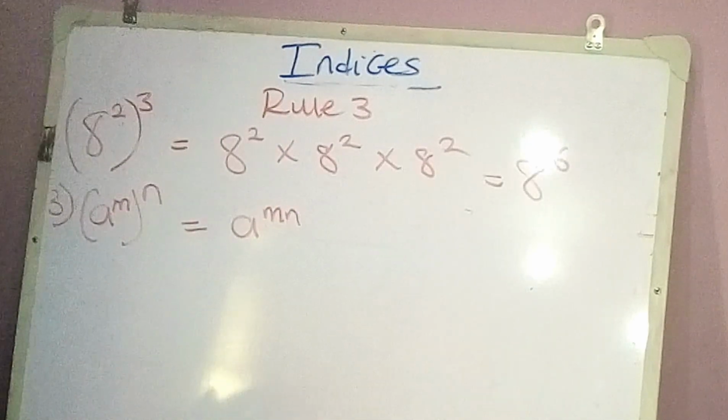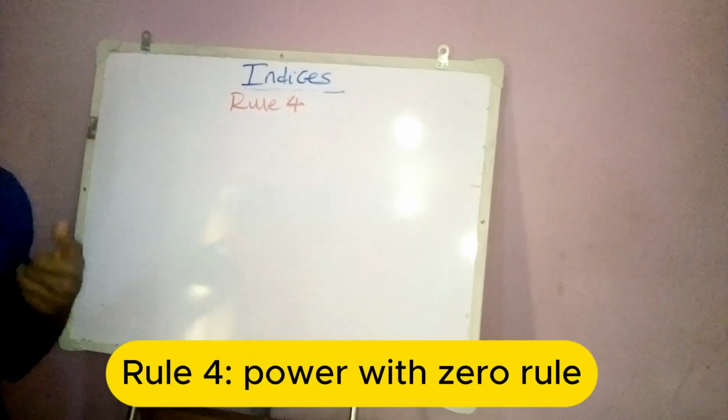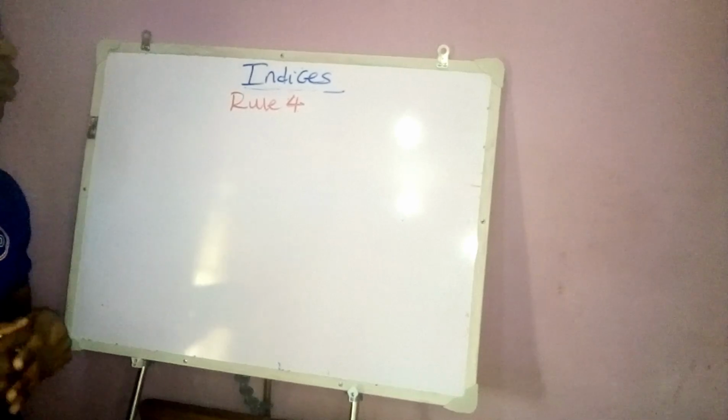So let's look at rule number 4. Rule 4 is also known as your power with zero rule. Your power with zero rule.